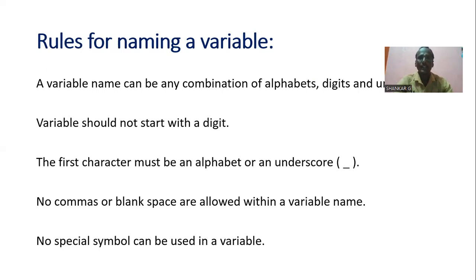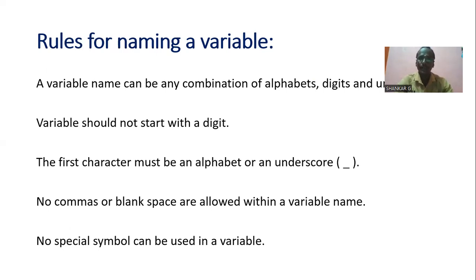Next, a variable should not start with a digit. Whatever they have given in the first rule, the variable name can be any combination of alphabets and digits, but it should not start with a digit. It may start with an alphabet or underscore, but not a digit. So the first character must be an alphabet or underscore. No commas or blank spaces are allowed within the variable name, and no special symbols can be used in a variable.